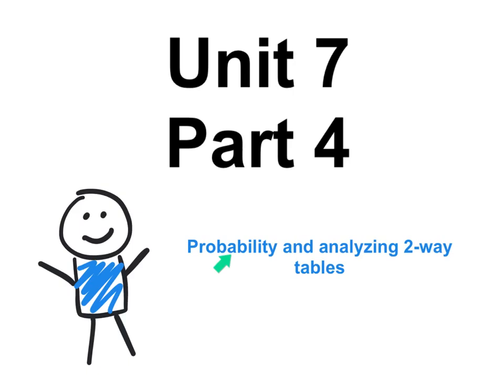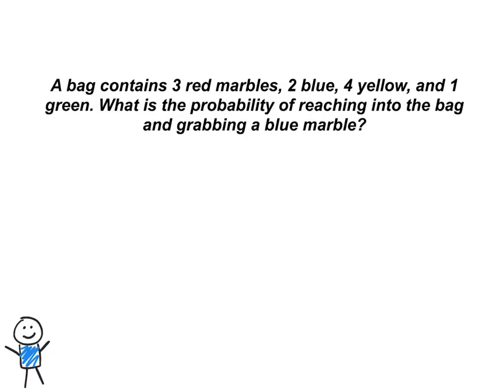We're going to talk about probability and analyzing two-way tables. A bag contains 3 red marbles, 2 blue, 4 yellow, and 1 green. What is the probability of reaching into the bag and grabbing a blue marble?